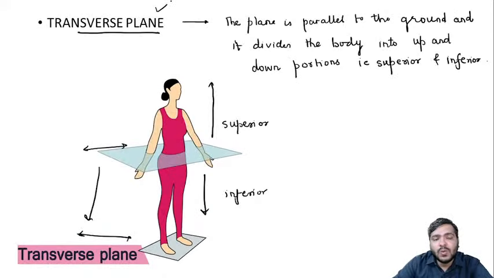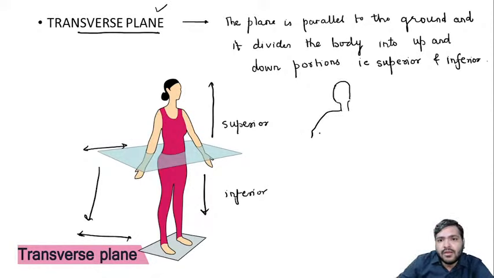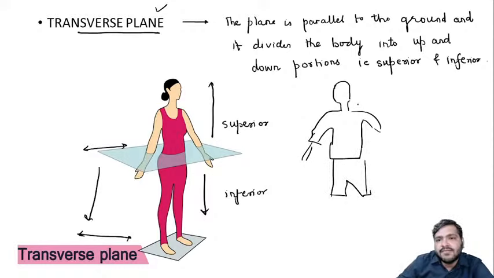Now I wanted to ask you a question. Suppose this is a body in a normal anatomical position. My question to you guys is, suppose a line is passing like this, what is the name of this particular plane? Suppose a line is passing vertically, but it is not crossing the midline.